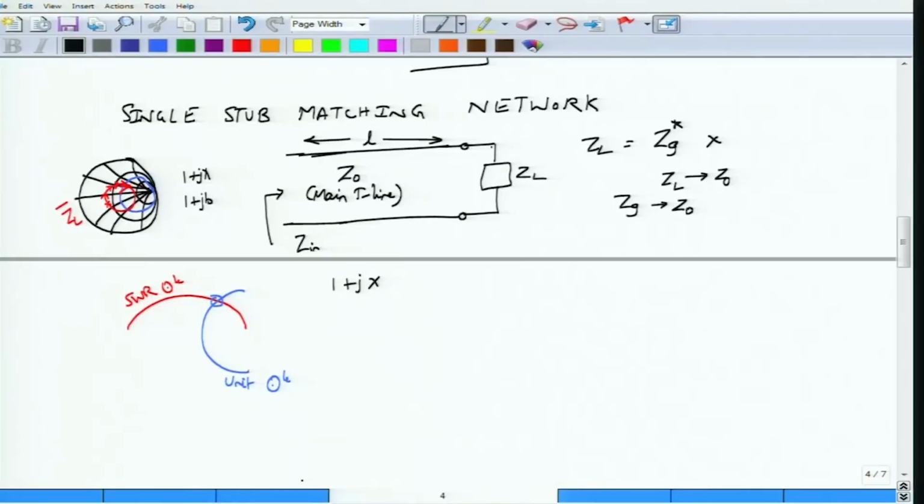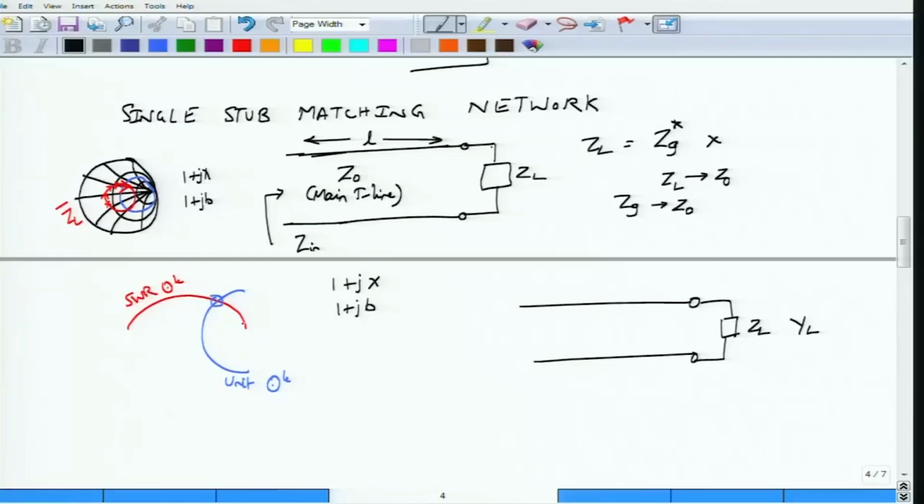So this is what actually implies as you move along the constant SWR circle. You meet the unit circle and the impedance at that point will be 1 plus jx. Okay, now this is what we have obtained so far. What we had was a transmission line, and you moved a certain distance on the transmission line so as to make this ZL, or equivalently the admittance YL, 1 plus jB.